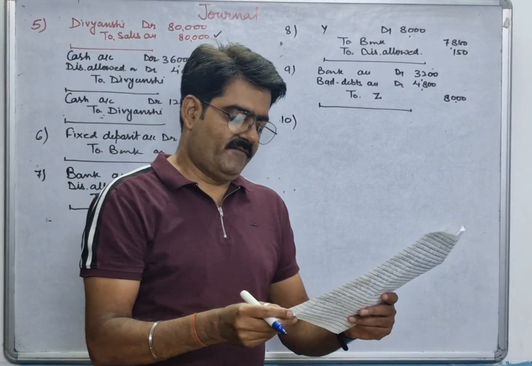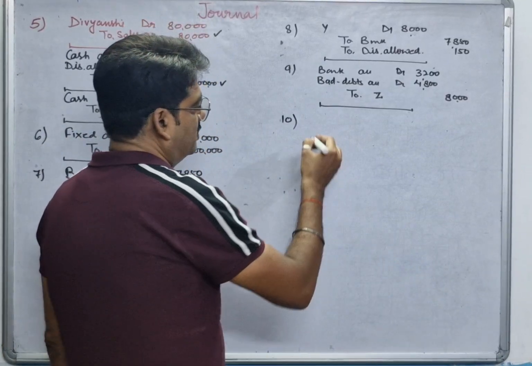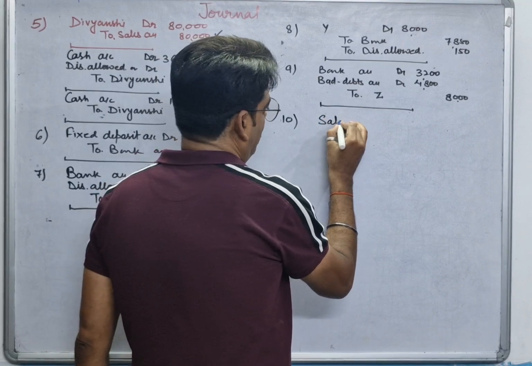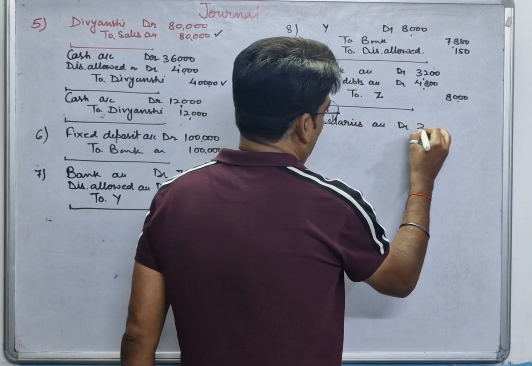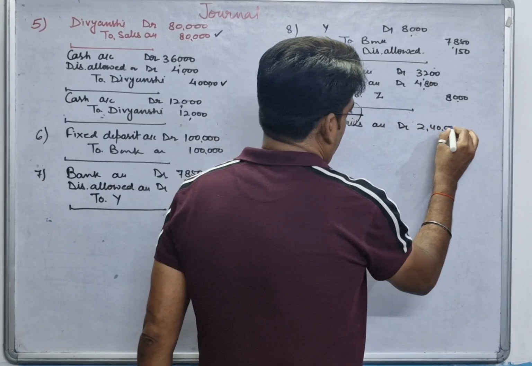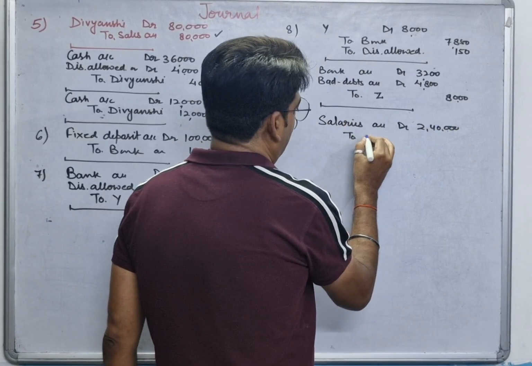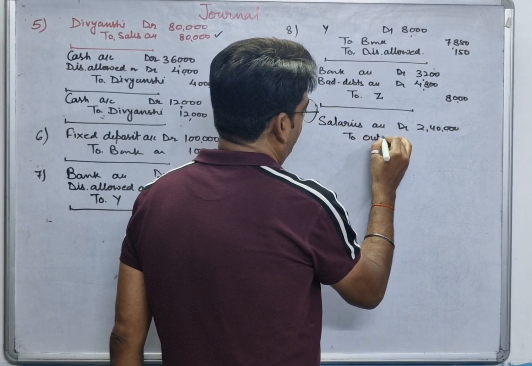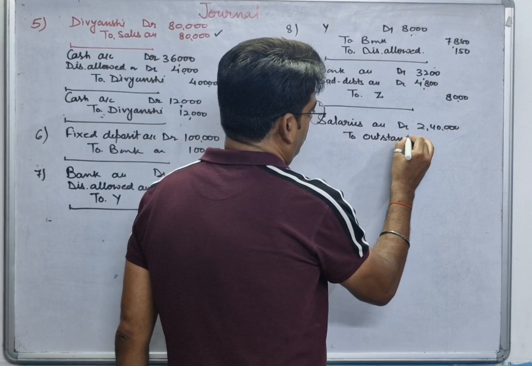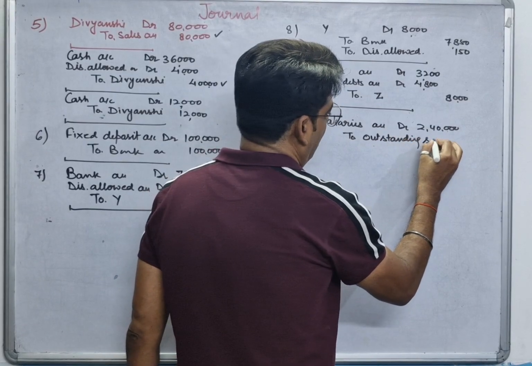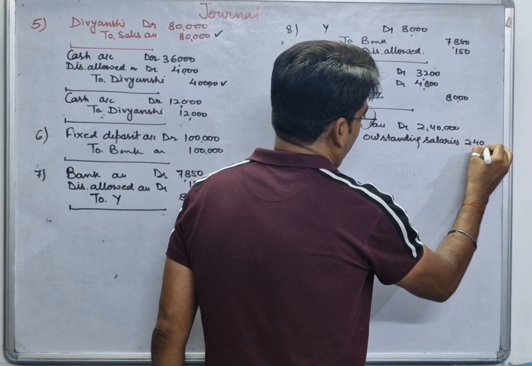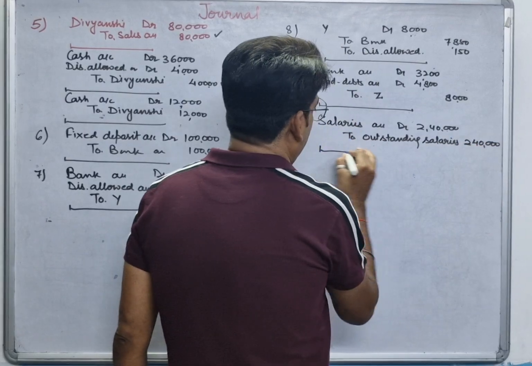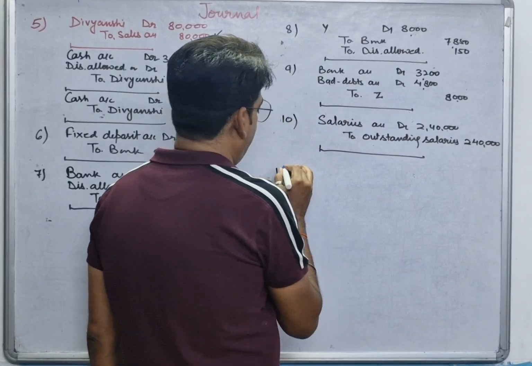Salaries payable to staff rupees 2,40,000. This is your outstanding. So salary account debit, expense will be debited 2,40,000. This amount is due but not paid, to outstanding salary account rupees 2,40,000. Being salary due but not paid.